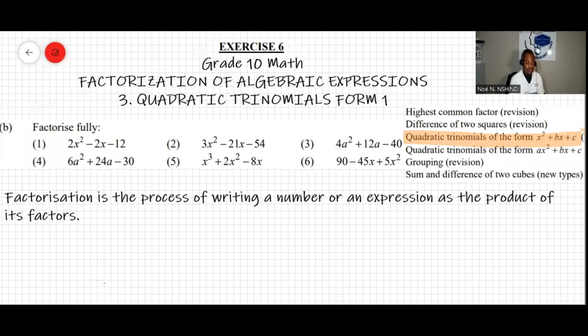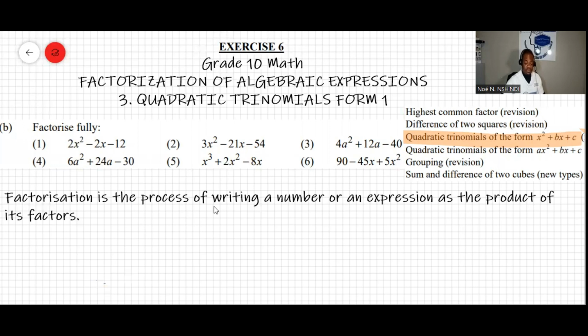Well, now this is our question B. It says factorize fully. Again, over here, is this still form 1 of quadratic trinomial? We learned that form 1 was the form x squared plus bx plus c. Specifically, there were no coefficients in front of the x squared. Now, are those still quadratic form 1? I mean, this form? You may say no, but the answer is yes. I'll prove it to you.